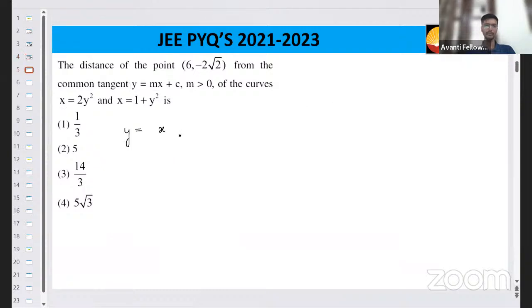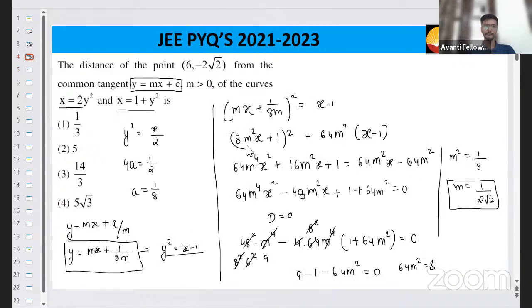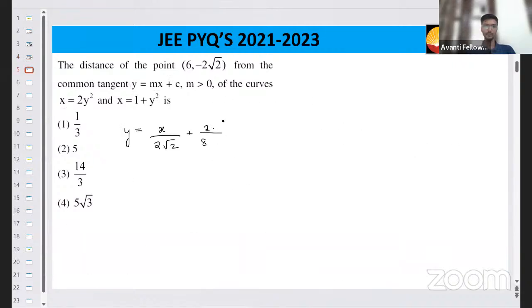So x upon 2 root 2 plus 1 upon 8 into 1 upon 2. So 2 root 2 upon 8. So 2 ones are 2, 4s are 8. Right? Yeah. So let's take LCM. So y is equal to 4x plus 2 root 2 into root 2, upon 8 root 2. So I think we'll get 4x minus 8 root 2 y plus 4 equals to 0.